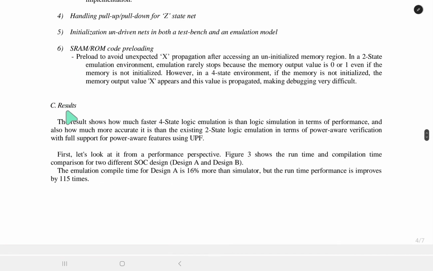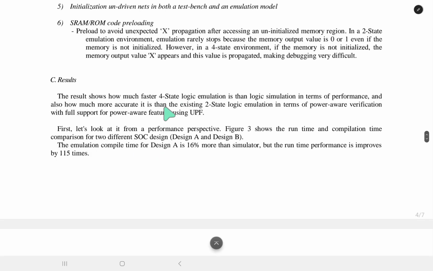And the results. The results show how much faster the four-state logic emulation is than logic simulation in terms of performance, and also how much more accurate it is than the existing two-state logic emulation in terms of power-aware verification, with full support for hardware power-aware features using UPF.